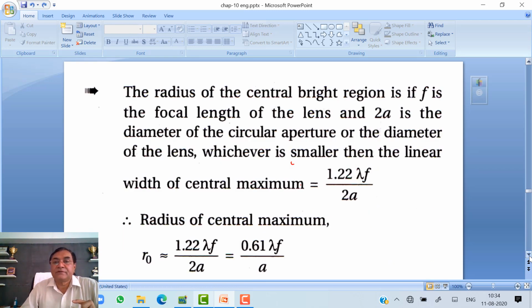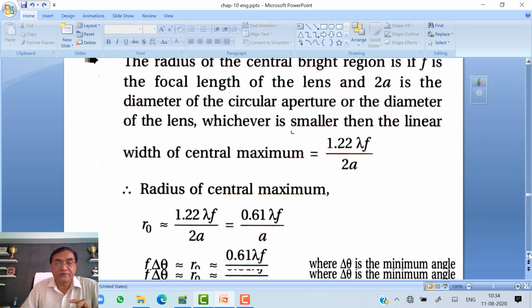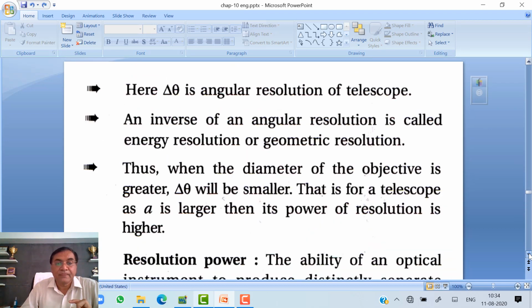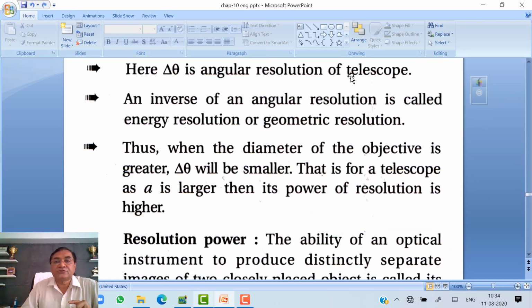The radius of the central bright region involves F, the focal length, and 2a, the diameter of the circular aperture or the diameter of the lens, whichever is smaller. The width of the central maxima is 1.22 lambda f upon 2a. So the radius of this central maxima is 0.61 lambda f upon a. I have already discussed it. Delta theta is the angular resolution of the telescope.